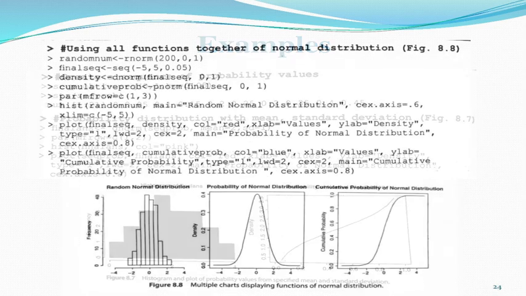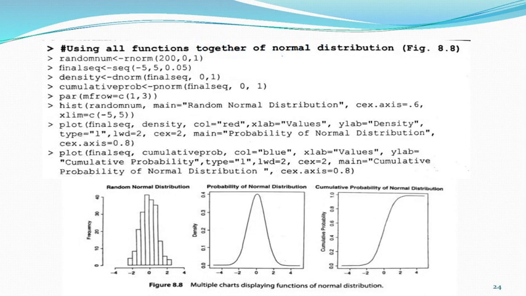The command rnorm(200, 0, 1) generates 200 random numbers with a mean 0 and standard deviation 1. The command seq(-5, 5, 0.05) generates a sequence from -5 to +5 having an interval of 0.05, which generates a sequence of approximately 200 numbers.